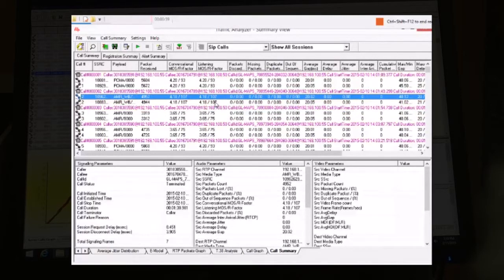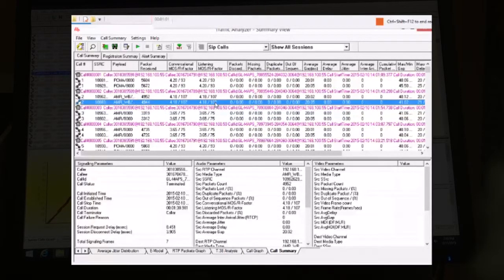Both of these are indicative of the voice quality of that particular codec. Since we have no packets discarded and no missing packets, that is the best that can be expected from AMR wideband, 4.18. As you know, the MOS score can go from 0 to 5, with 4 being quite good.